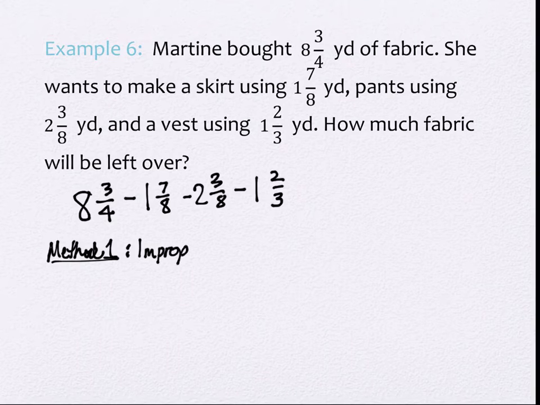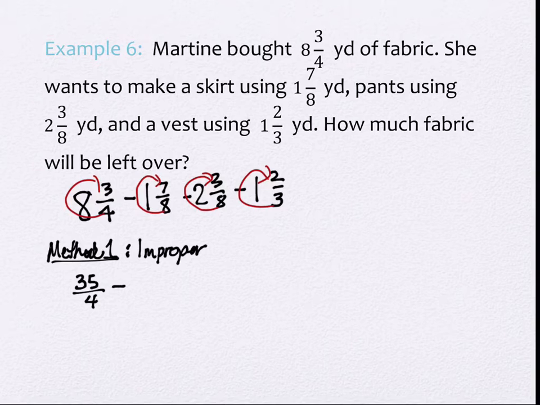We're going to do it as improper. So improper is going to give me some larger numerators, right? I'm going to have to multiply around on each of them and add on every single one. I'm going to have to do it 4 times. So I have 4 times 8 is 32, plus 3 is 35/4, minus 1 and 7/8. So 8 times 1 is 8, plus 7 is 15/8.